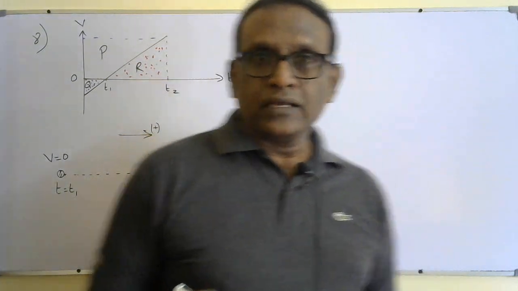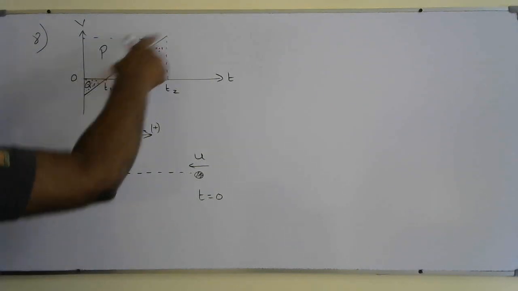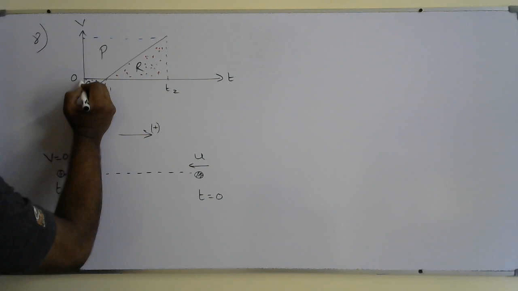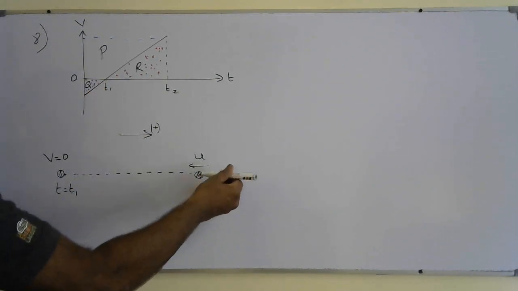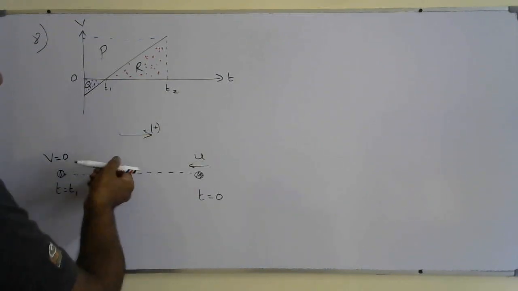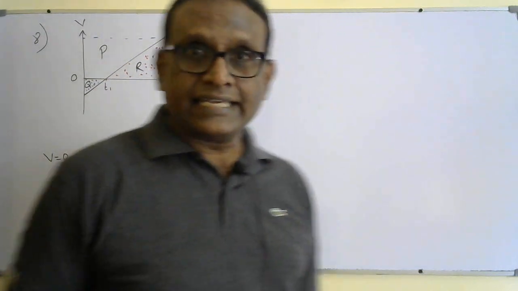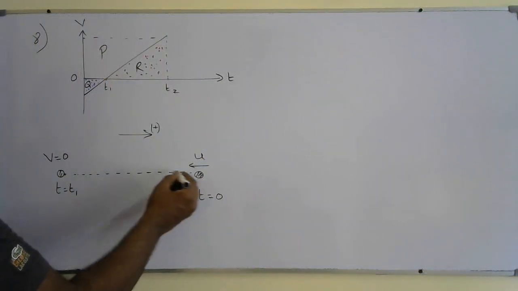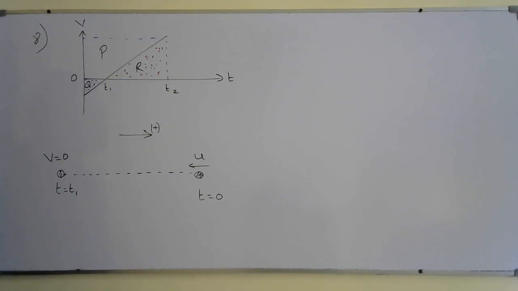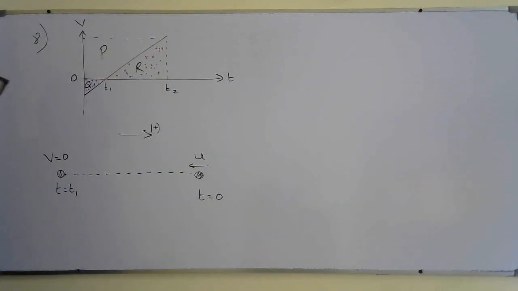Then what's happening? It's accelerating in the opposite direction. So you can see the velocity is positive here. Here the velocity is negative, which is below 0. So it's decelerating. Initially, when t equals 0, it has velocity towards left. I took velocity towards right as positive. So the initial velocity is negative, but it's decelerating uniformly and comes to rest at time t equal t1 at this point. Then it's accelerating in the opposite direction.